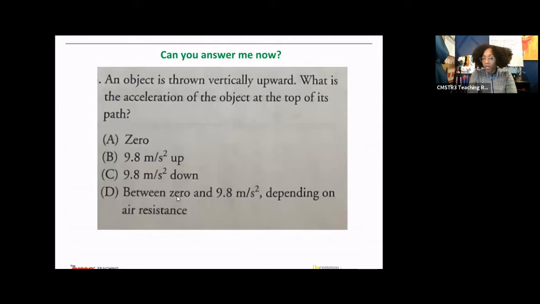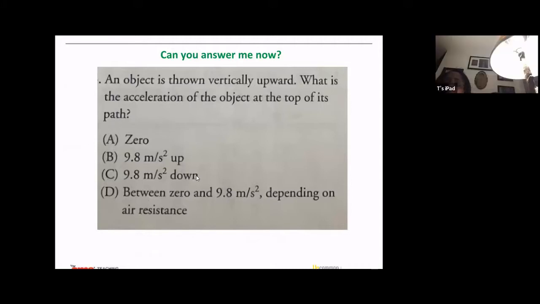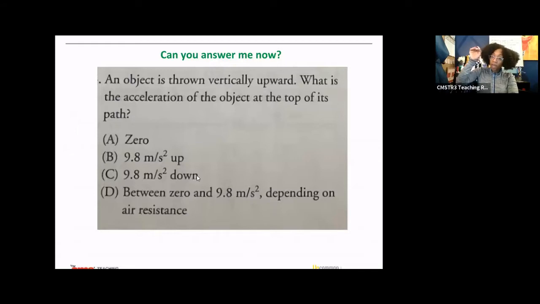It can't be D because we know 0 is not a possibility. So A and D get thrown out the window. It's 9.8 meters per second down because the ball is at the top of its path. It literally is about to be pulled back down to the earth because it cannot accelerate up any further. So the answer here is 9.8 meters per second down.